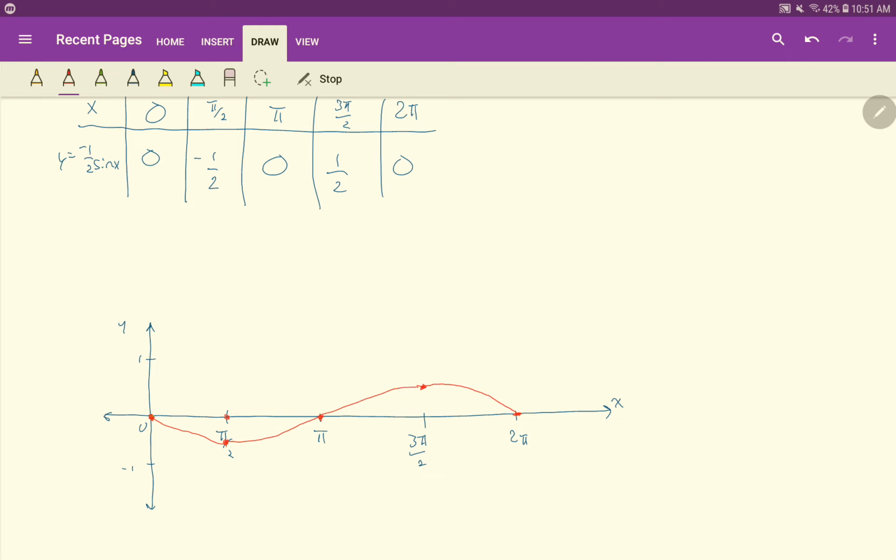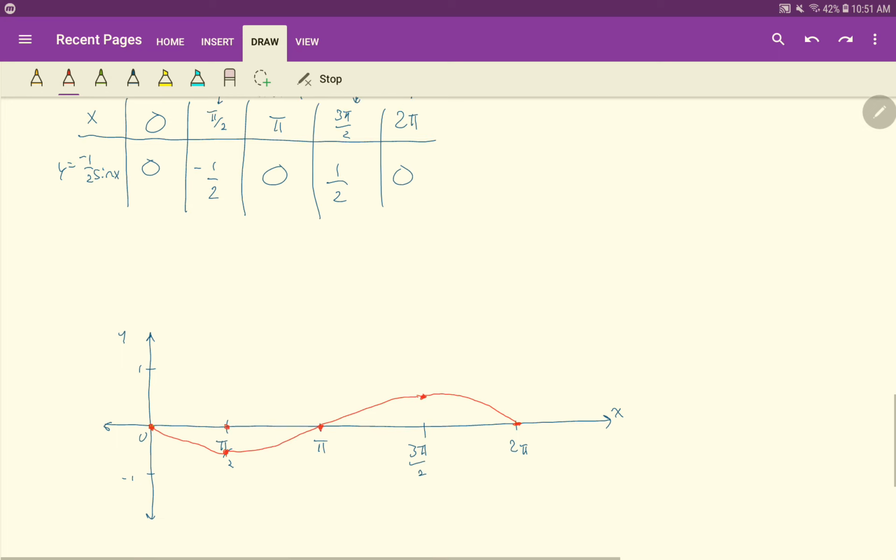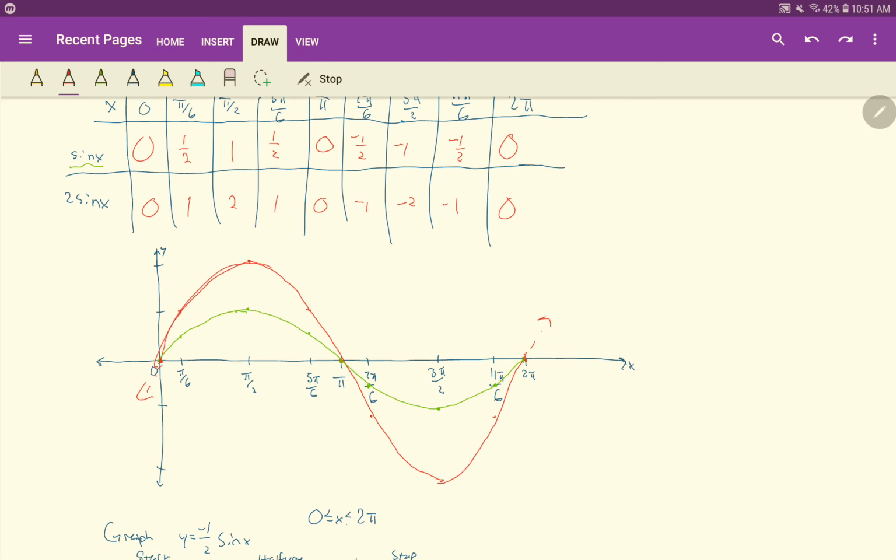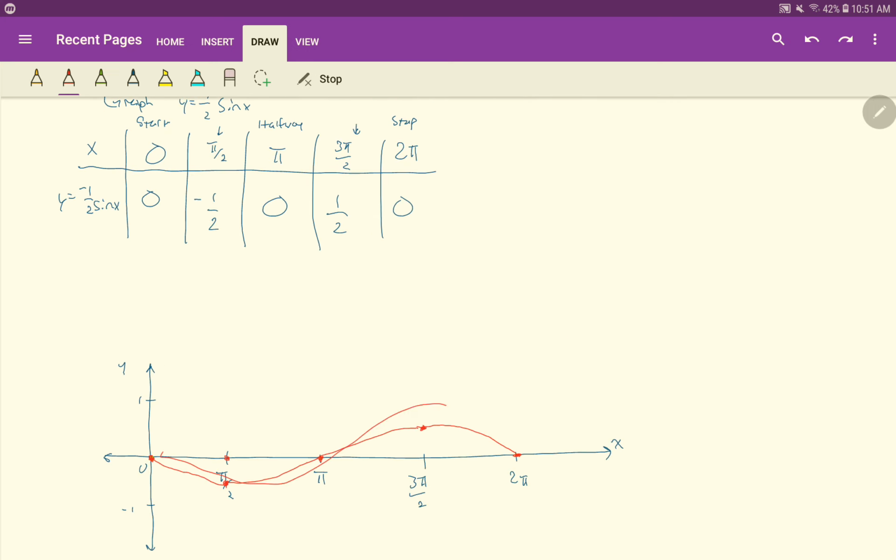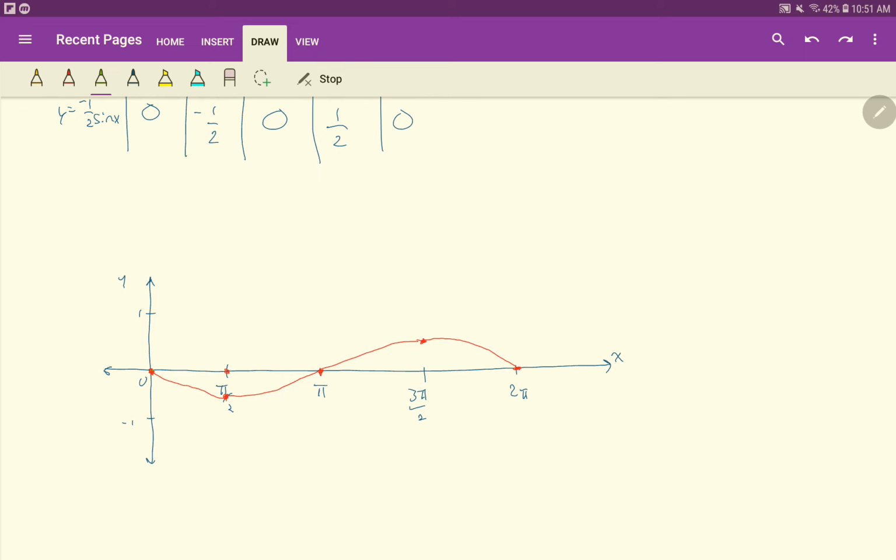Okay, so you can see what's happened here. We had a shrink because of that 1/2, and then it also reflected over the x-axis as well. You can tell the reflection because normally our sine goes up and then down, but here it goes down, then up. So it reflected. For comparison's sake, I'll go ahead and draw in the normal graph of sine as well, just in green, so you can see that reflection and the shrink.